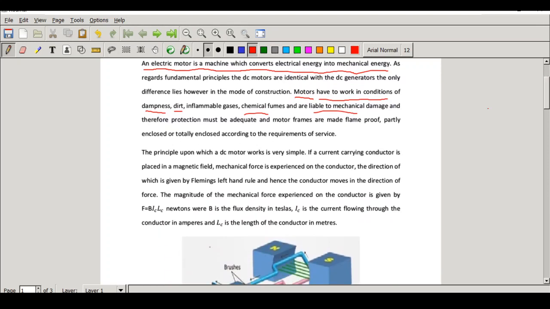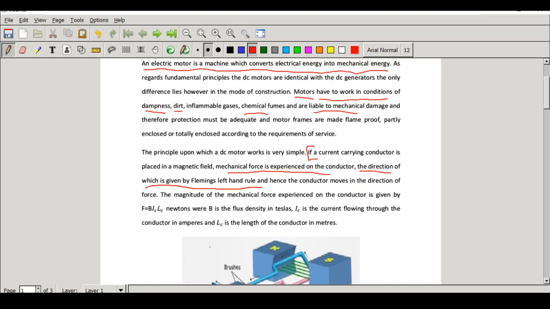Okay, now moving on to the principle. The principle of a DC motor is very simple. That is, if a current carrying conductor is placed in a magnetic field, it will experience a mechanical force. Okay, so everything is based on flux, magnetic field, and electric field. This is what I have explained in the first lecture, that is, all electrical machines depend on electromagnetic system. So here also same thing, a current carrying conductor placed in a magnetic field will experience a force, and if force is there, what will happen? The conductor will move. And how can you determine the direction? That direction is given by Fleming's left hand rule. Okay, so very simple, right?